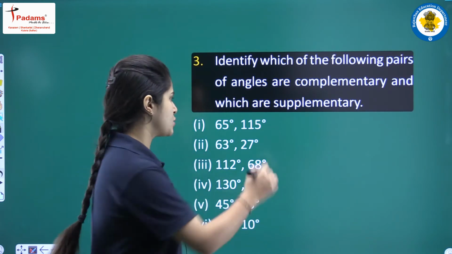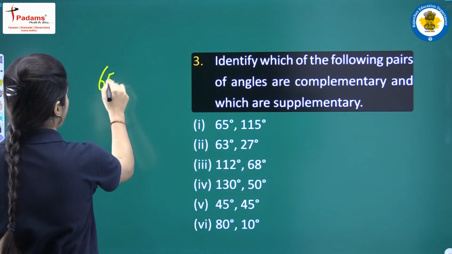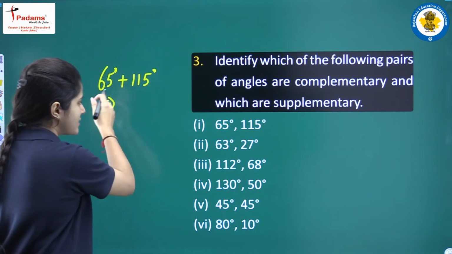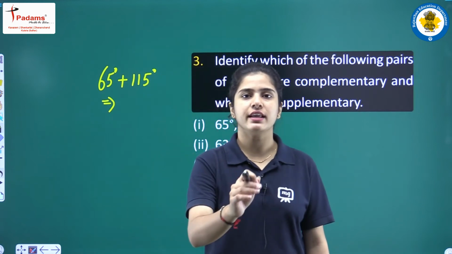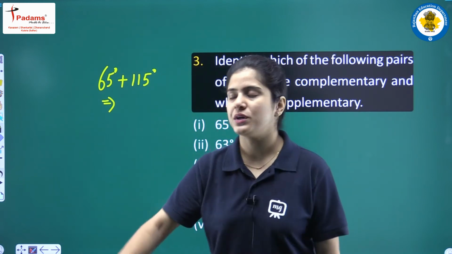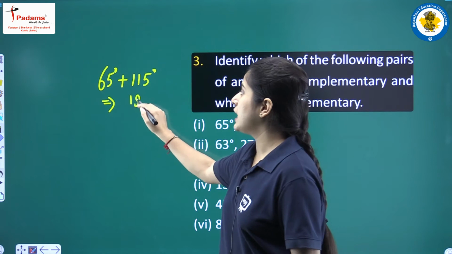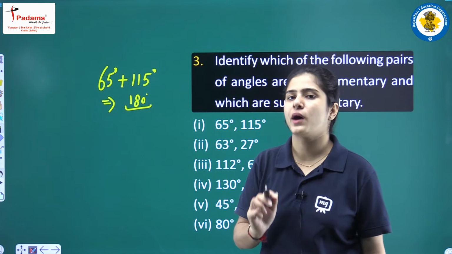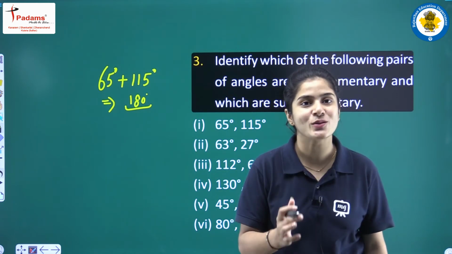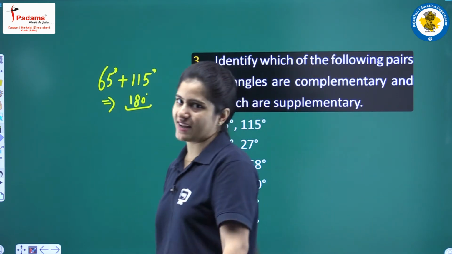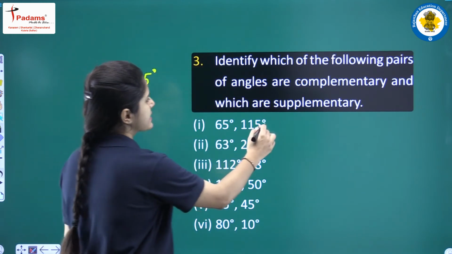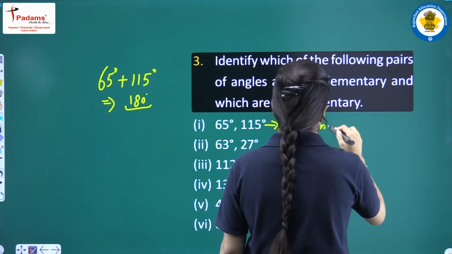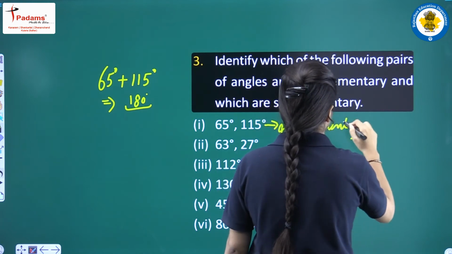So the sum of these two angles, that is 65 degree and 115 degree students. What is the sum of these two angles students? Very clearly given to you, it is equals to 180 degree, and if the sum of two angles is equals to 180 degree, then it means that those two angles are called supplementary angles. Okay students, then this is what? Supplementary angles.